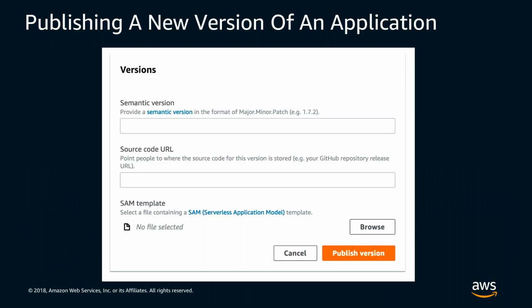Also, if you wanted to update the version of the application, you would have to click add a new version, and then you would add in the new version of the information. So again, the semantic version, the source code URL, and a new SAM template, and hit publish version.